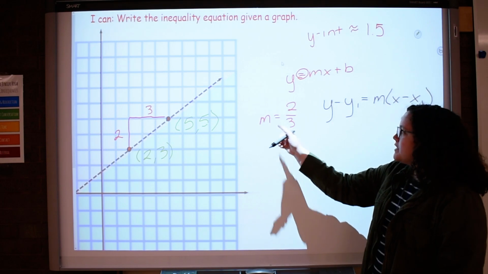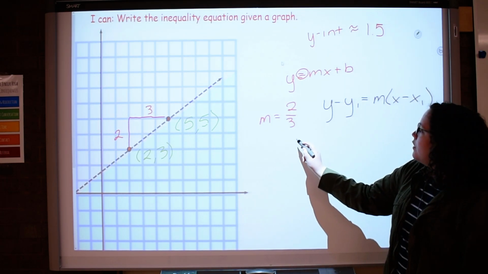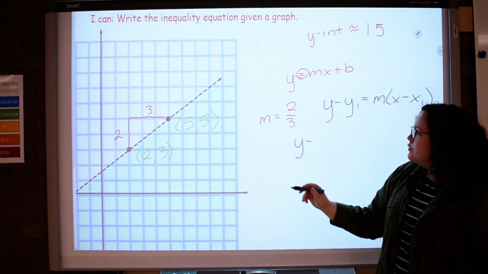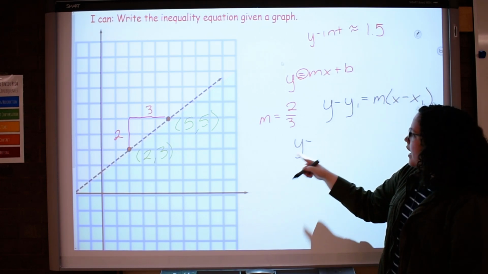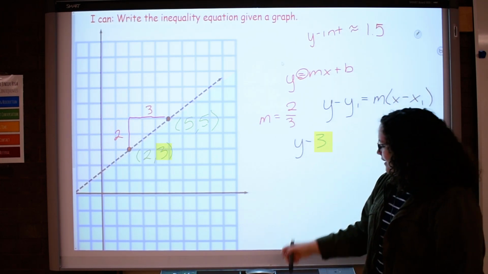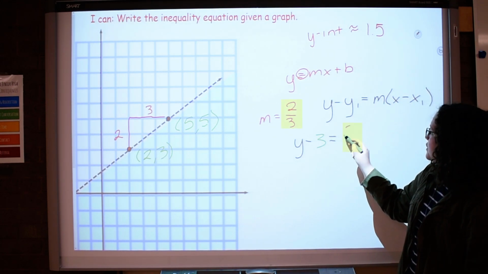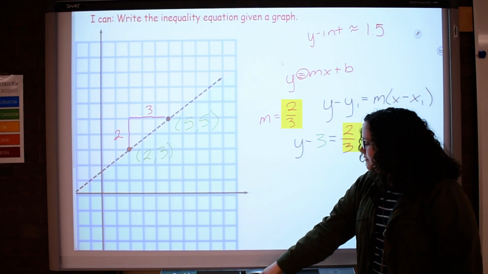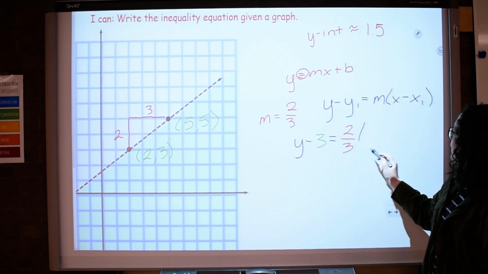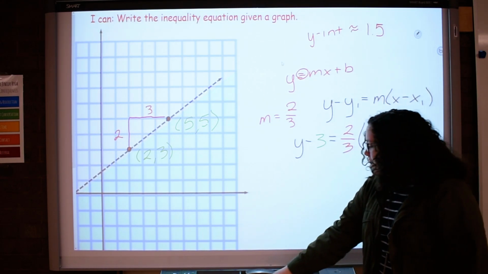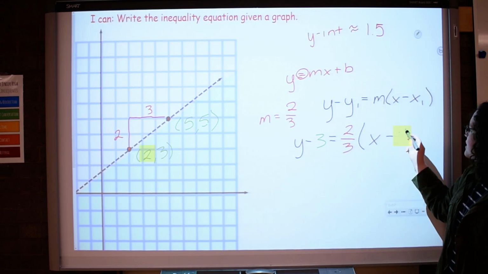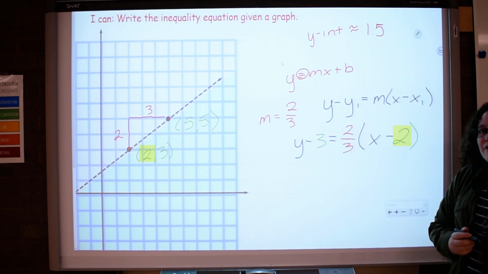So I've got my slope here. Let's plug it all in. y minus, I'm going to use (2, 3), so y is the 3. Equals, and then my slope, which I do know is 2/3. So many colors. x minus, and then my x in that point is the 2. Whew. All right, let's go.